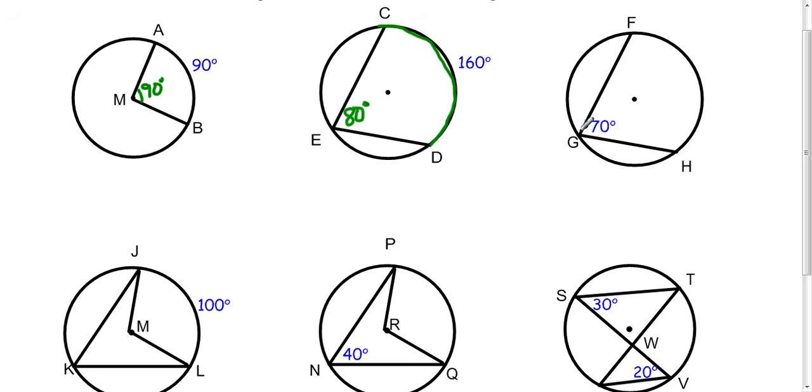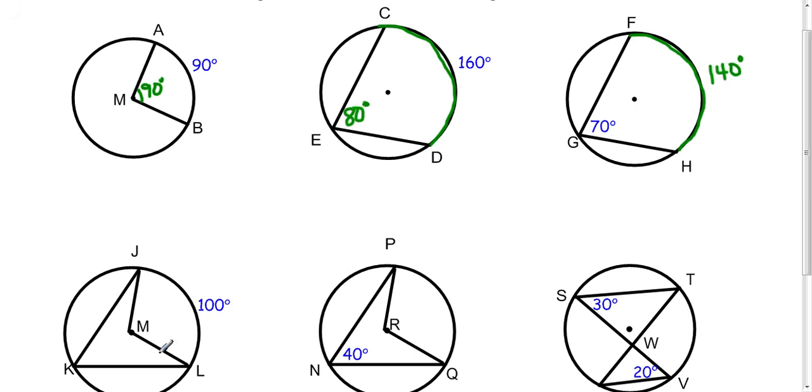Okay, this angle is 70, so what would this arc be right here? Well, if this is 70, we just talked about this, the angle is half of the arc. So here we divide by 2, but if we know the angle, we're going to multiply by 2. So 70 times 2 is 140, maybe about 140.